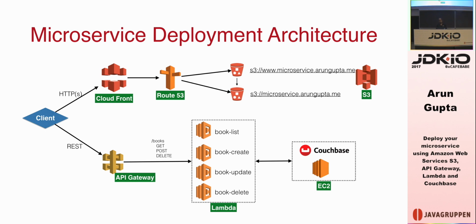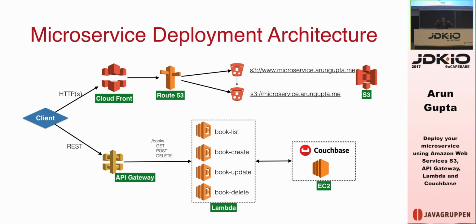And then my microservice deployment architecture becomes like this. So now I have a client. The client can talk to CloudFront, which is Amazon CDN network, which then talks to Route 53, which is where my DNS domain is being set up. And then that DNS domain could go to microservice.arungupta.me, which is sort of my domain, or it could go to www.microservice.arungupta.me, which is redirected to the original one. And that's where my static S3 pages are living. So that's where I can host my static pages. That's where they're pointed to.